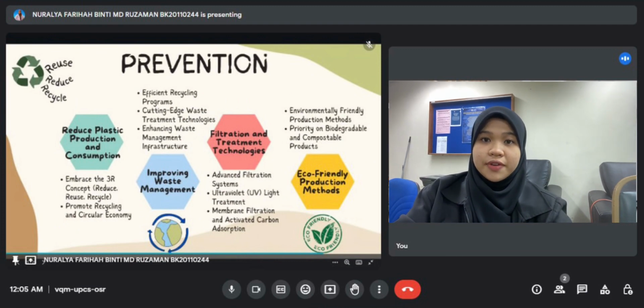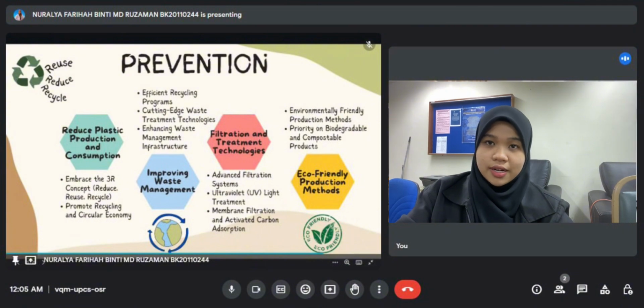Microplastic pose a significant threat to our environment, but there are ways we can prevent their damage. The first step is to reduce the production and consumption of plastic. We can achieve this by implementing laws to limit single-use plastic, promoting eco-friendly alternatives, and encouraging sustainable living. We can also practice the 3R concept: reduce, reuse, and recycle. By using reusable packaging, refillable containers, and embracing recycling, we can minimize waste and decrease microplastic pollution.